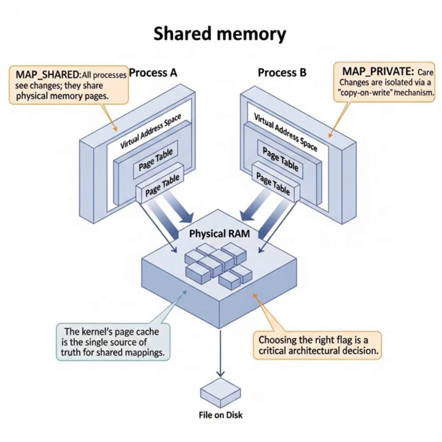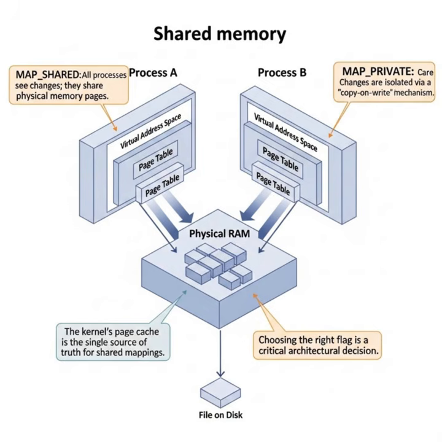Now, what about MAP_PRIVATE? This creates a copy-on-write mapping. Multiple processes can start by sharing the same physical pages for reading. But the moment one process tries to write to a page, the kernel transparently duplicates that page, gives the writing process its own private copy, and updates its page table. From that point on, its changes are isolated.